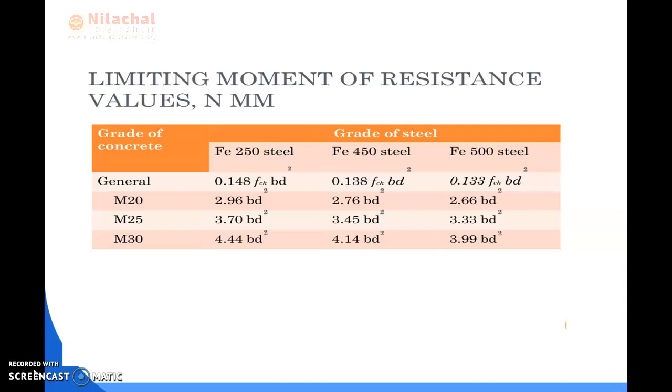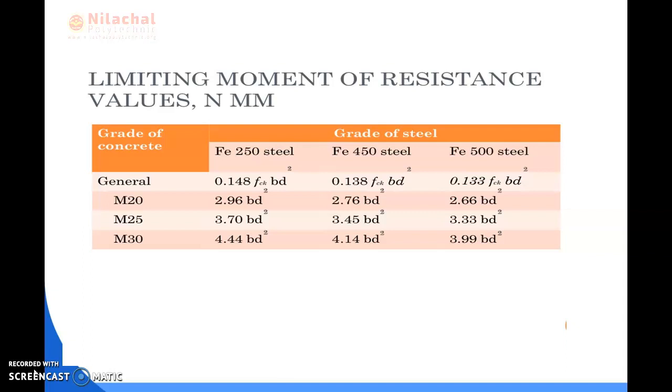On the basis of M20 grade concrete, for Fe 250 steel the value is 2.96 bd square, for Fe 415 the value is 2.76 bd square, and for Fe 500 the value is 2.66 bd square. Then for M25 concrete, for Fe 250 steel the value is 3.70 bd square, for Fe 415 it is 3.45 bd square, and for Fe 500 it is 3.33 bd square.